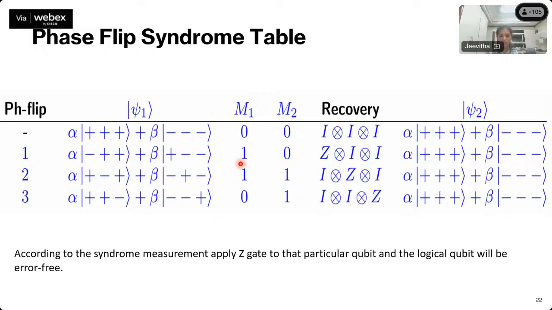And if the measurement is 1 and 0, it means that the error has occurred in the first qubit. You can just see the flip from plus to minus and minus to plus. So to recover the state from this error, we apply the Z gate to the first qubit, and after applying this, your state becomes error free. So for 1 and 1, we again apply the Z gate, because this will be our state, and similarly for the third qubit. So based on this table, we apply the recovery operator, and then our logical qubit will be error free.